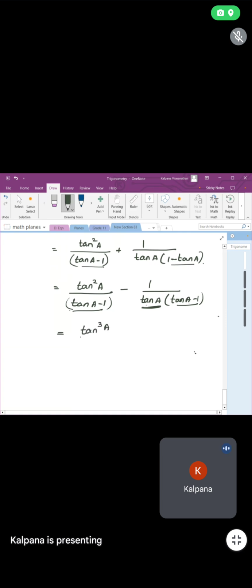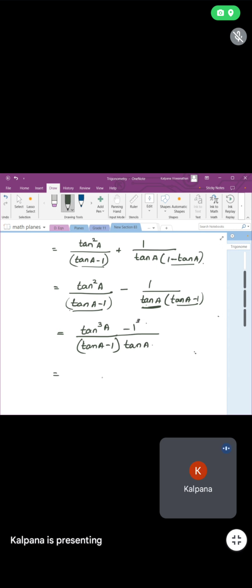Tan cube A by tan A minus 1, minus 1 by, sorry, when we are taking LCM, we can take it together. Tan cube A minus 1 divided by tan A minus 1 into tan A. Okay, so numerator is in the form tan cube A minus 1, A cube minus B cube.